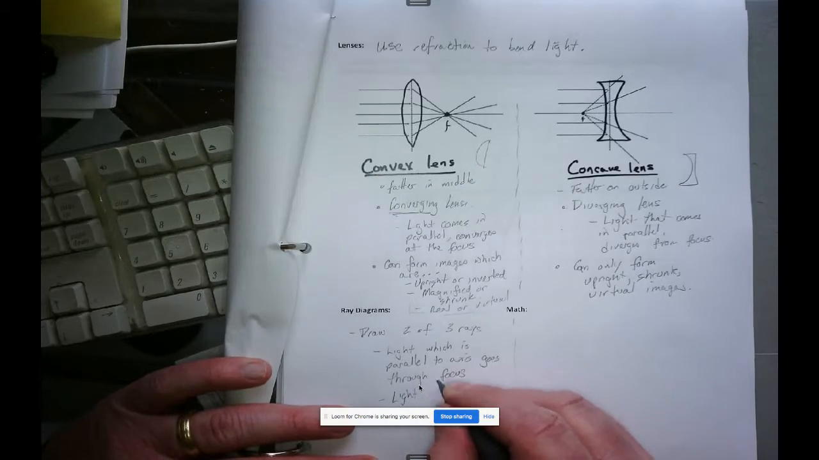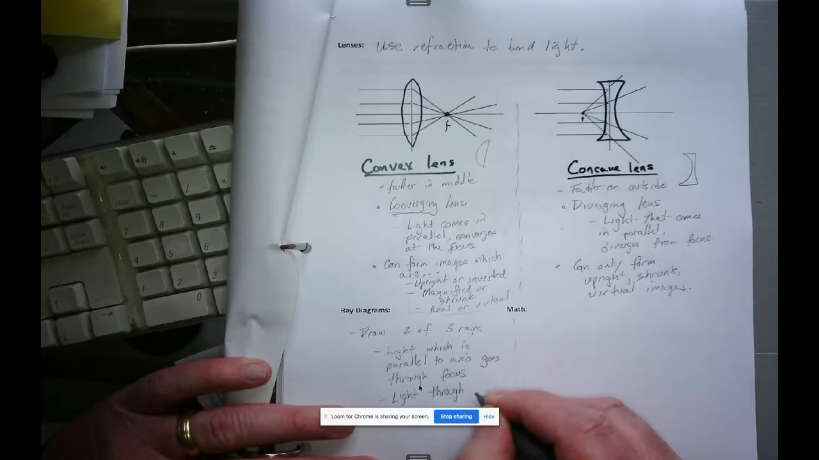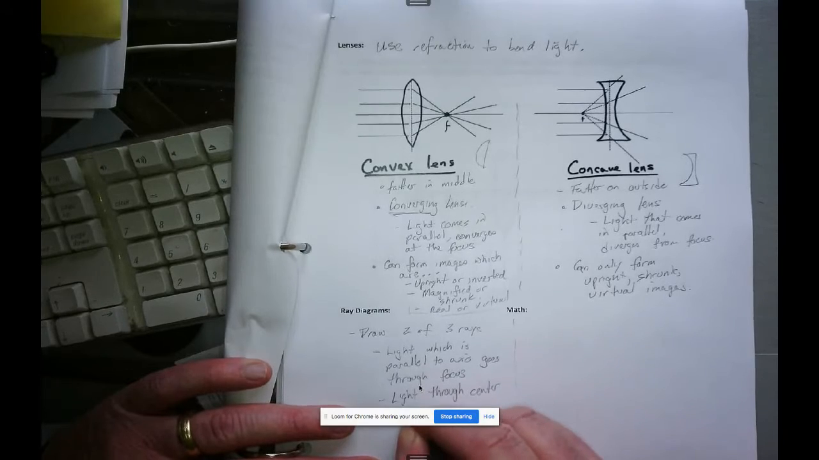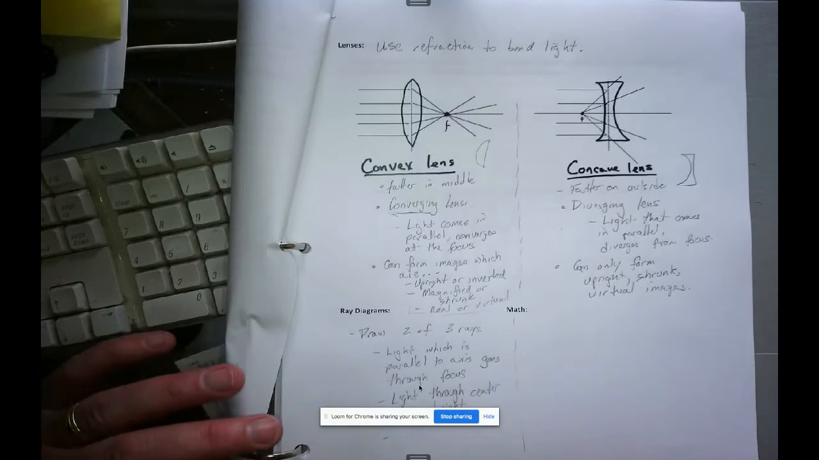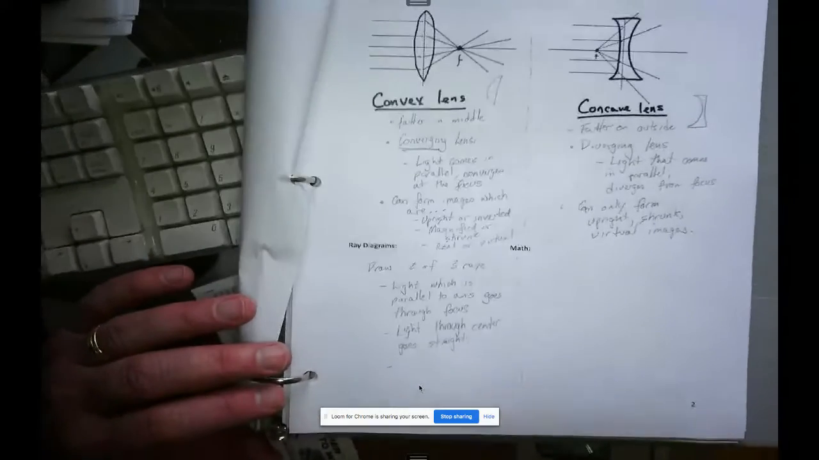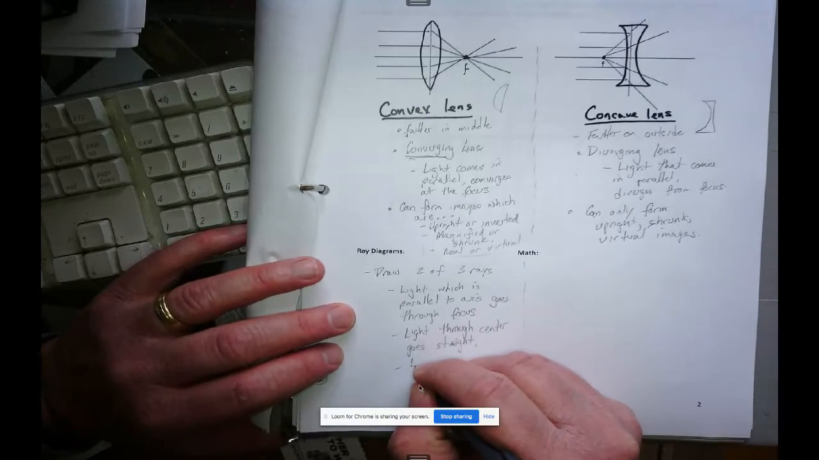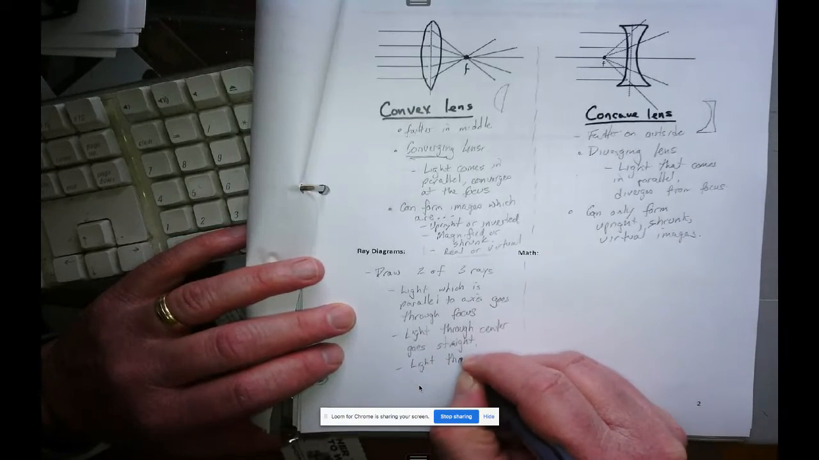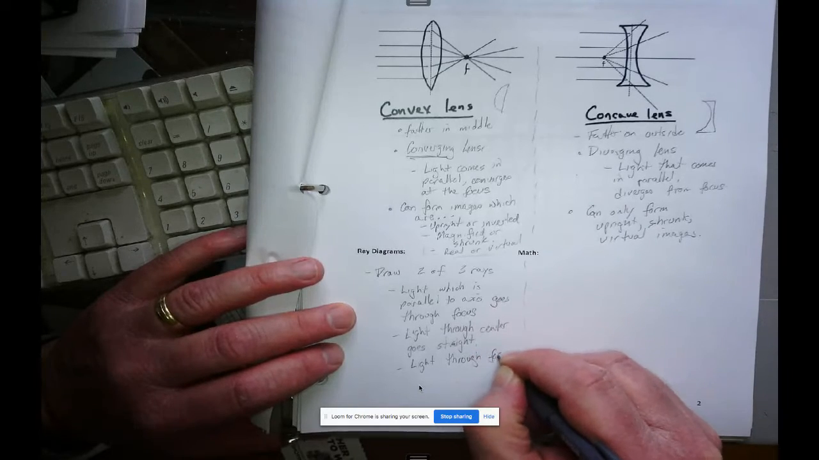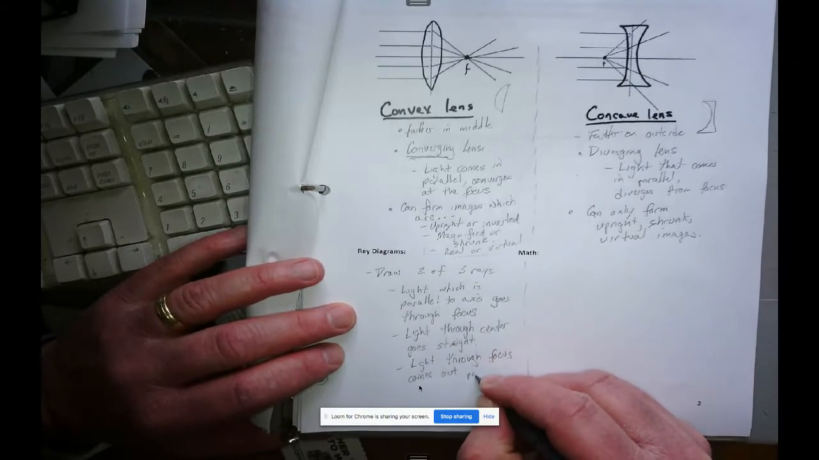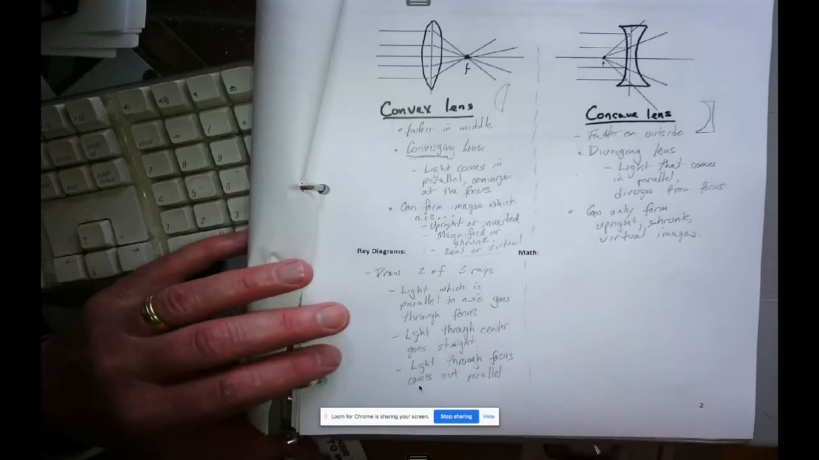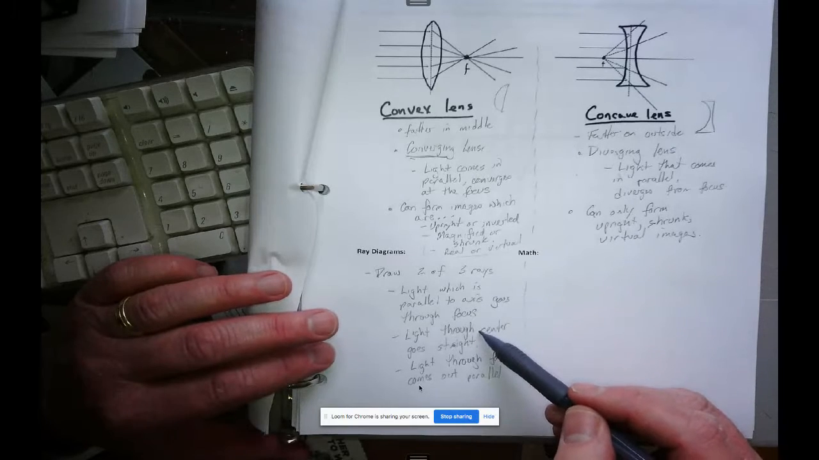Light that goes through the center goes straight. And the third one is just this first one in reverse. Okay, it's light through the focus comes out parallel. Now you really only need 2 of the 3, and I usually almost always do the first 2.